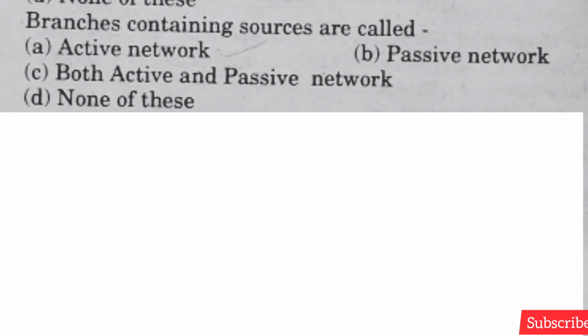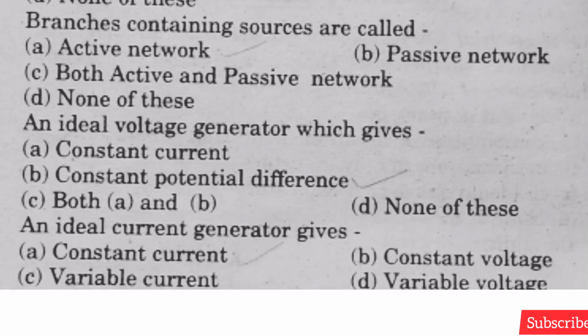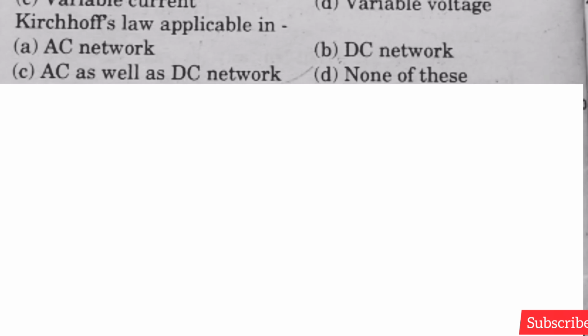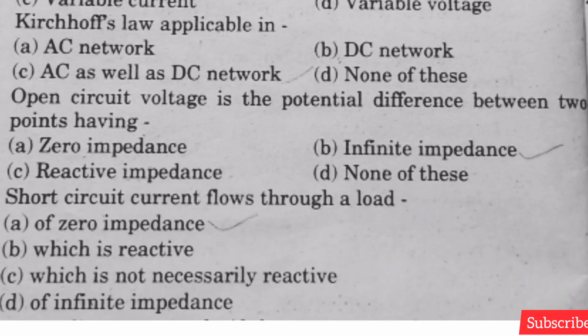Option A is right. An ideal voltage generator which gives. Option B, constant potential difference. Option B is right. Next question is an ideal current generator gives. Option A is right. Next question is Kirchhoff's law applicable in AC as well as DC network. Option C is right. Open circuit voltage is the potential difference between 2 points having infinite impedance. Option B is right. Short circuit current flows through a load of zero impedance. Option A is right.